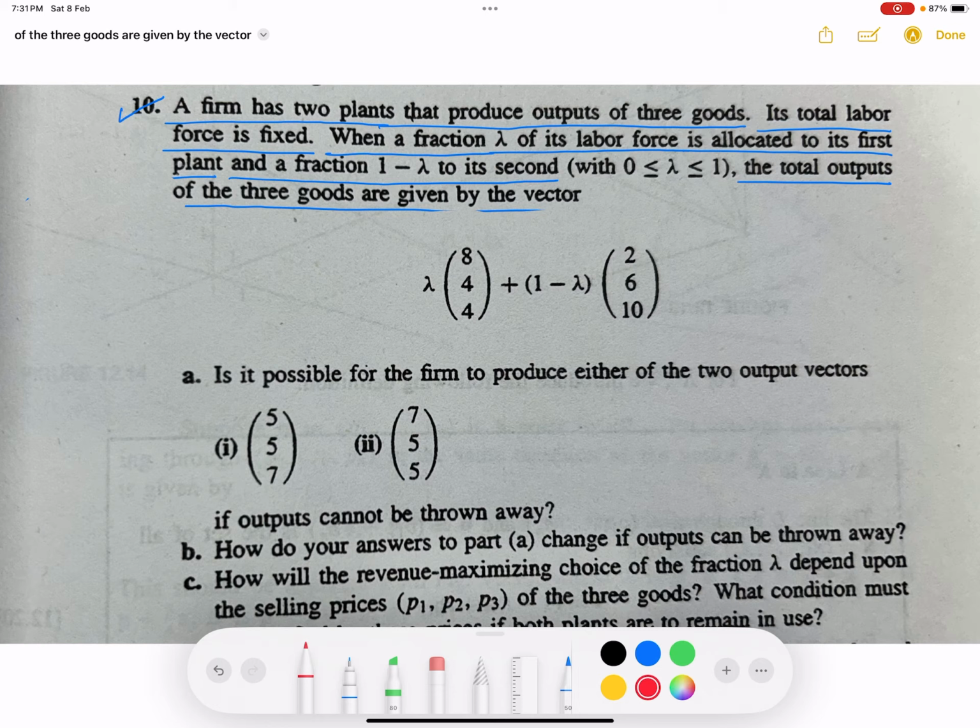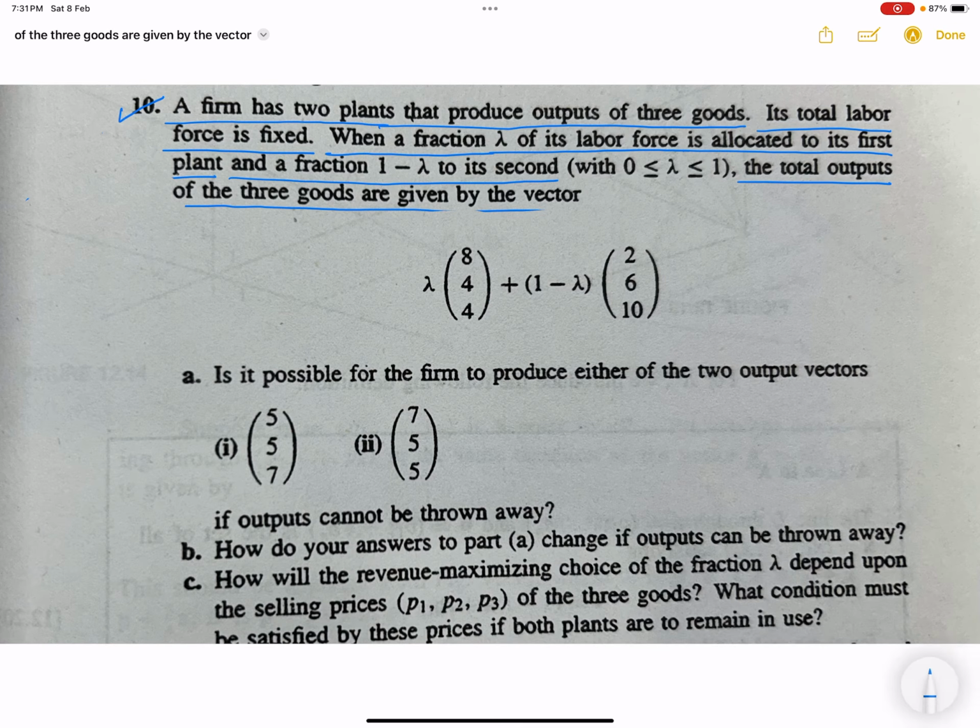Now look at the last part. How will the revenue maximizing choice of the fraction lambda depend upon the selling prices P1, P2, P3 of the three goods? So what we have is, the selling price is given to us, the vector P1, P2, P3.